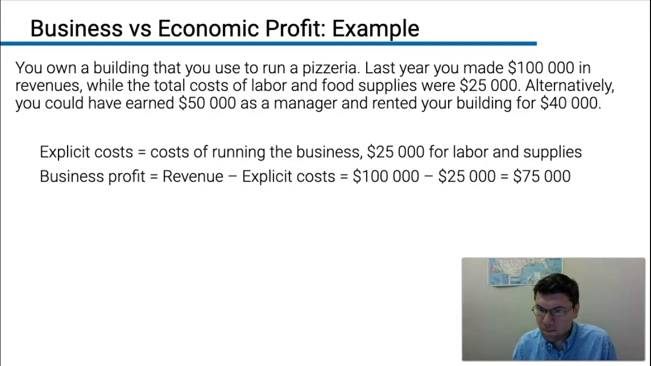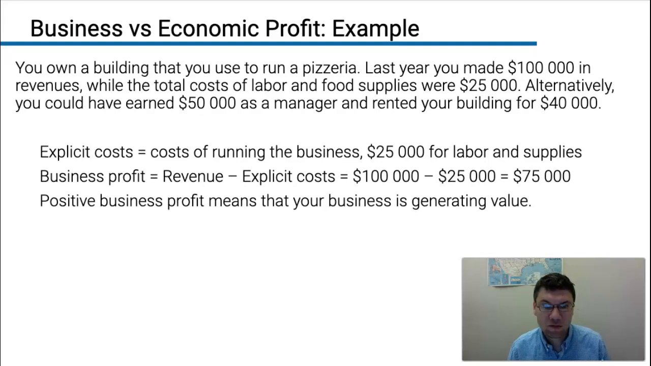So this is basically what you will show in the end of the year as the profit of your company, and this is what will be taxed, for example. So your business profit is basically what you earn minus how much you spend to produce it. And if your business profit is positive, that means that your business is generating value, you're taking something that's worth only $25,000 and turning it into something that's worth $100,000, collecting the difference, which is good news.